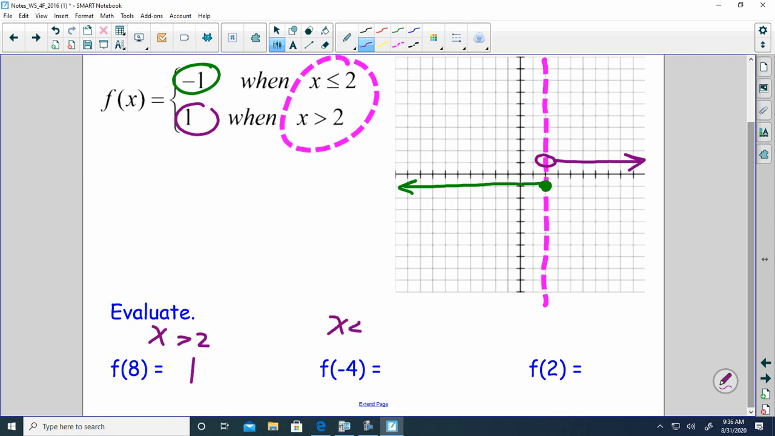F at -4. Well, that falls into this region. So f at -4 is -1. F at 2, that also falls into this exact region because we have the equal sign there. So that's going to give me -1 for an answer.